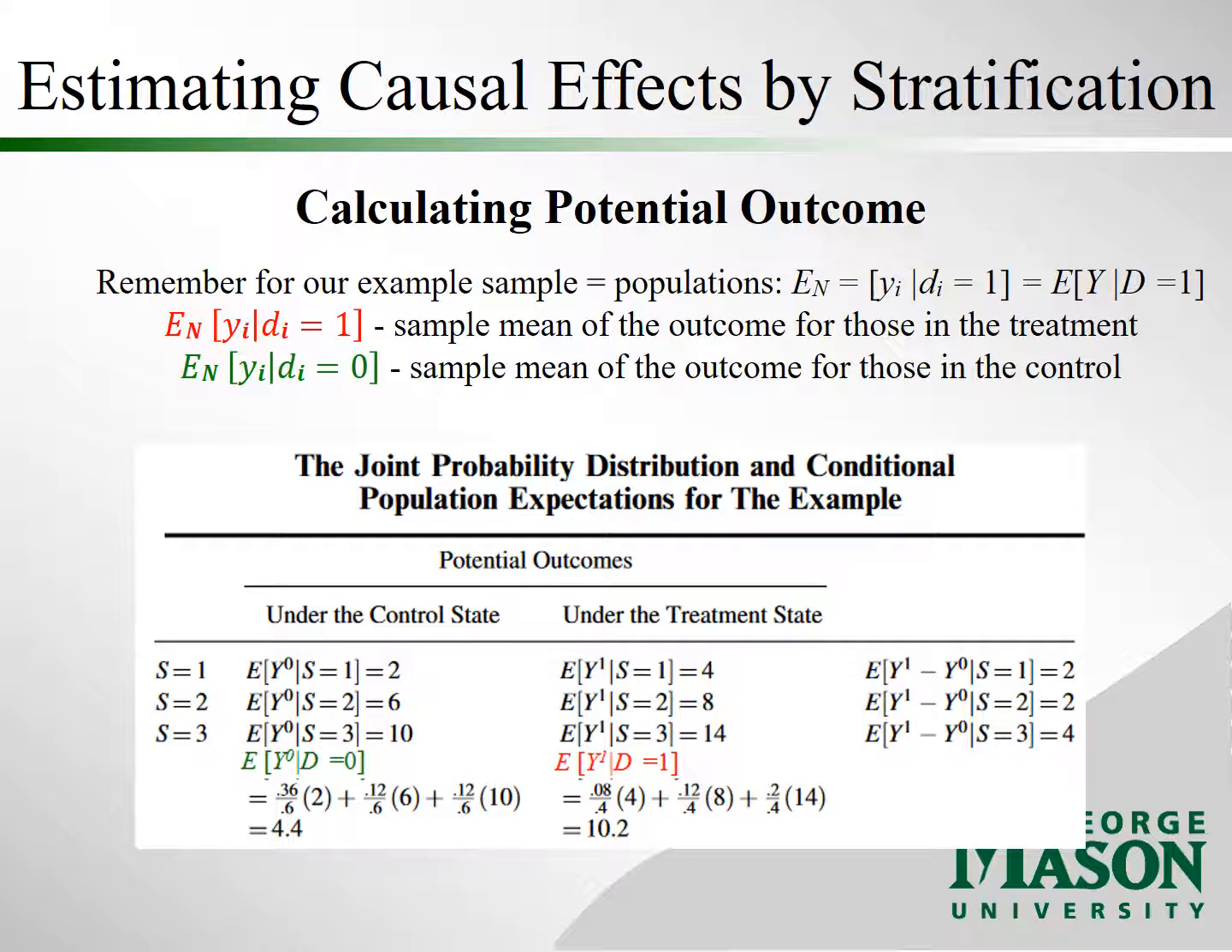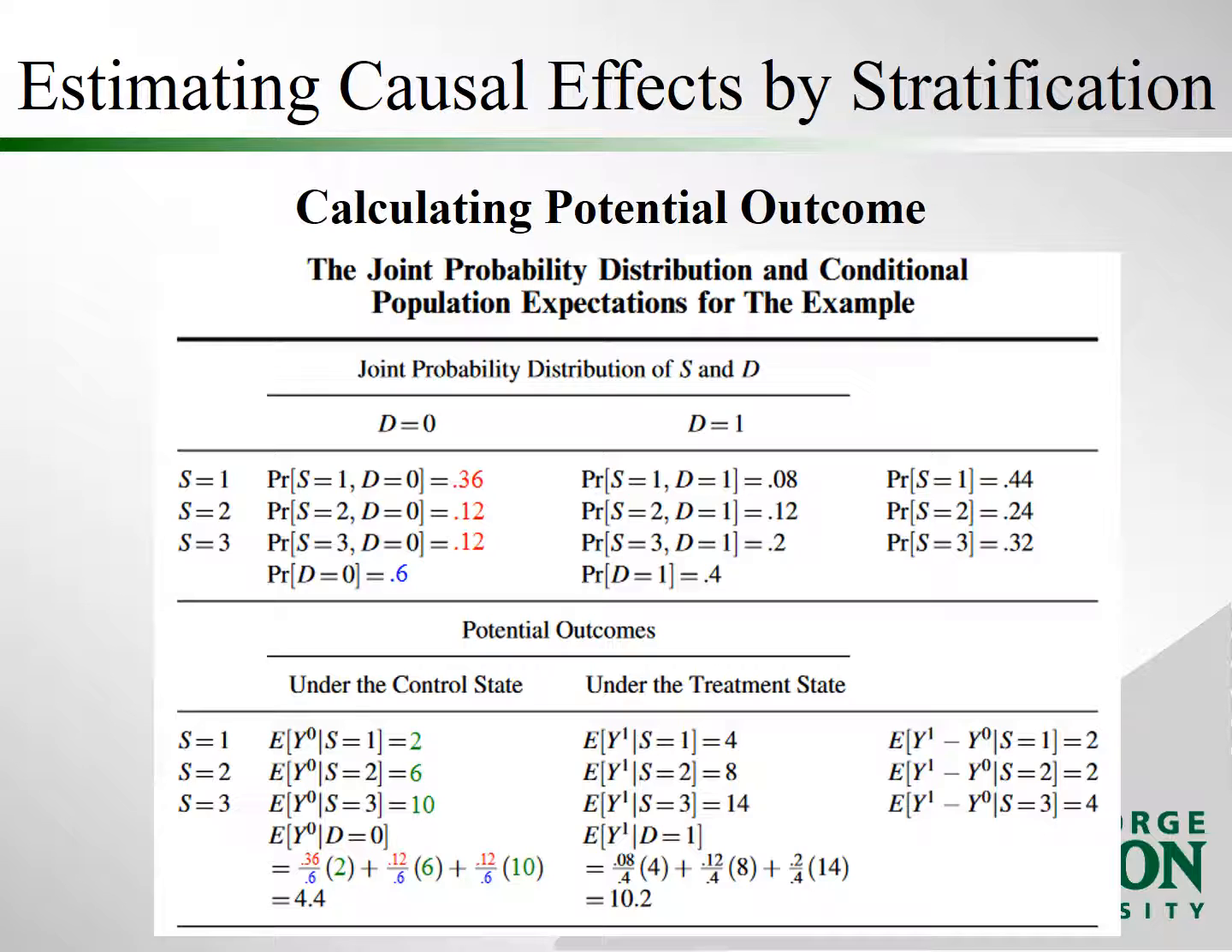Next, we calculate the potential outcomes of those in the treatment and those in the control for each group, S equals 1, S equals 2, and S equals 3. Remember, for simplicity purposes, we made the assumption that our sample was infinite and thus measurements were equal to those of our population.